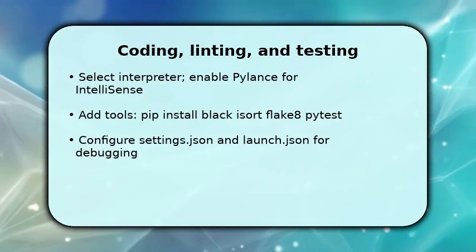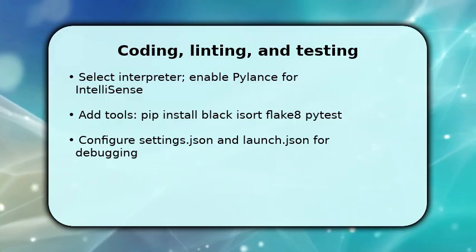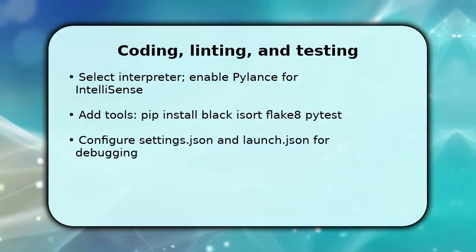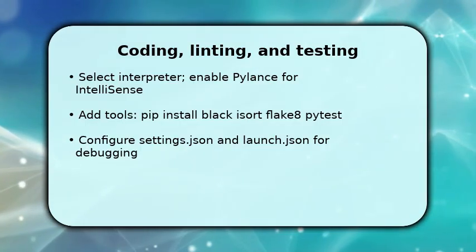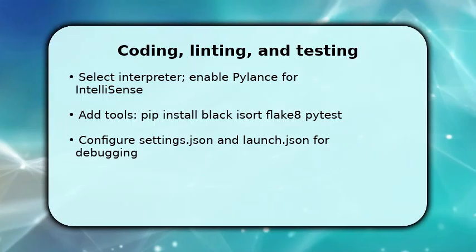You now write and shape code with intelligent feedback. Select the venv interpreter and enable Pylance for fast type info and completions. Install Black, isort, and Flake8 in your environment so formatting and linting are consistent. Configure format on save to run Black automatically.